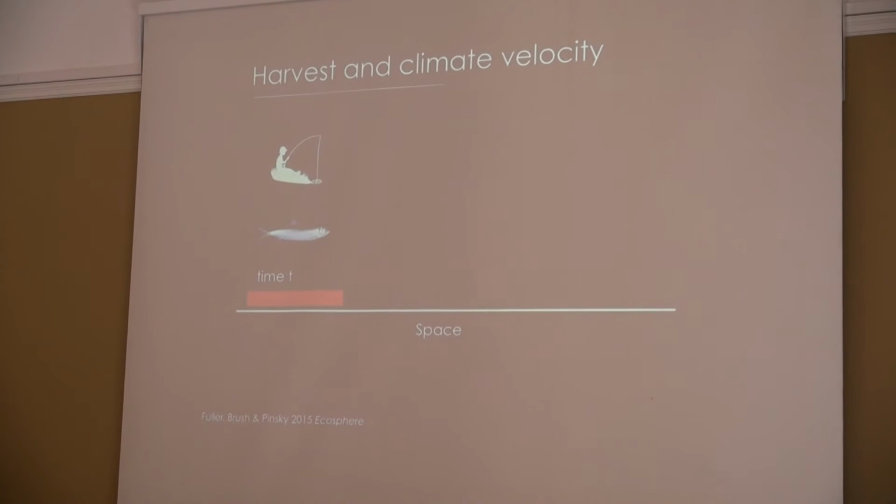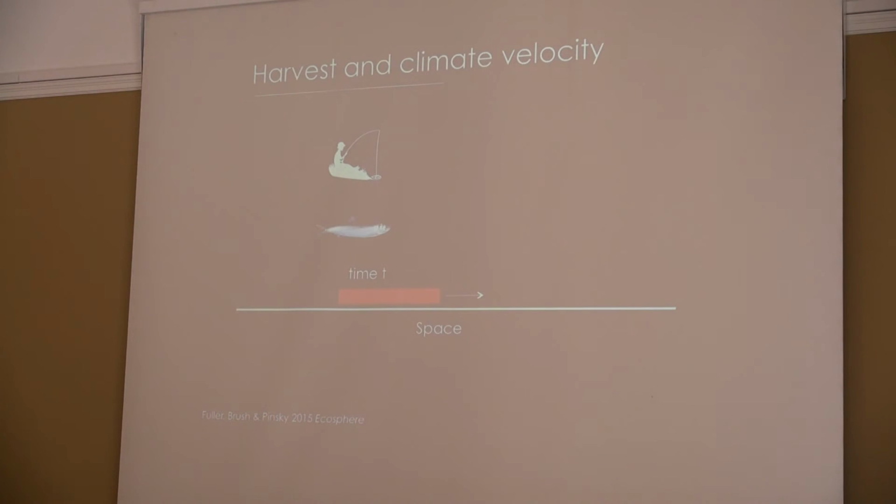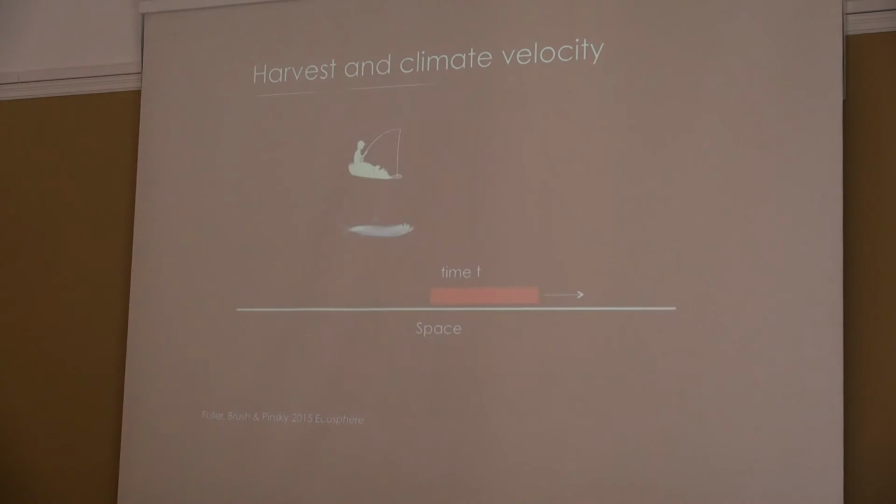So this very simple model imagines a population of fish in a one-dimensional world. It has a thermal envelope, which I'm representing here in red, where it can survive and reproduce, and then it is harvested by some fishery. This thermal habitat moves across space, and the question is, can this population keep up with it while it's being fished?